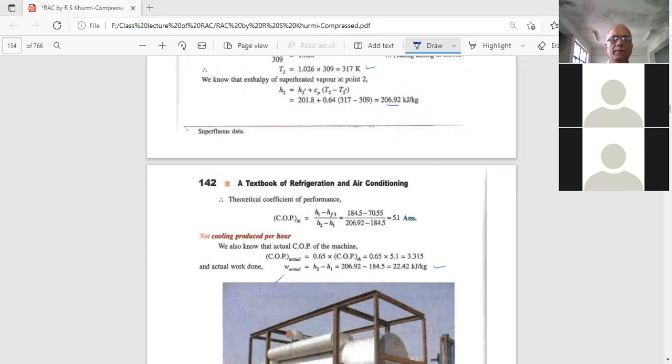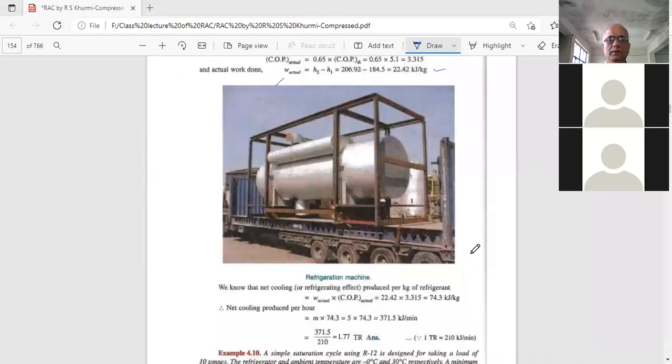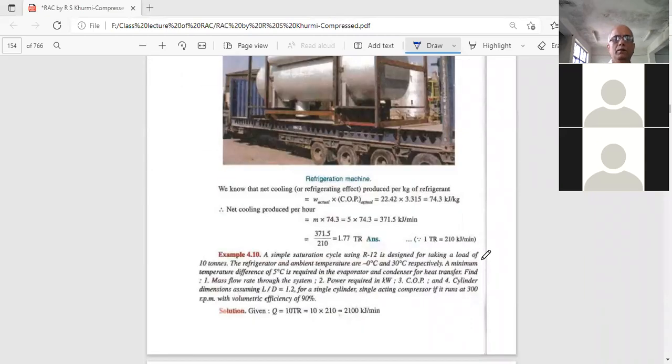So the actual work is 22.42 kilojoule per kg. We know that the net cooling or refrigerating effect is produced per kg of refrigerant. How will we find out the actual? What we are supposed to do is multiply the work done by the actual COP.